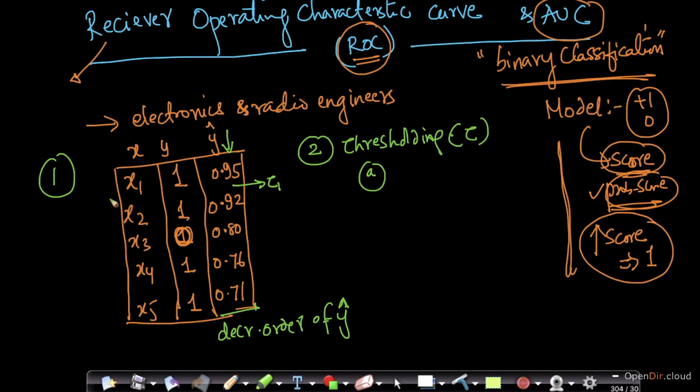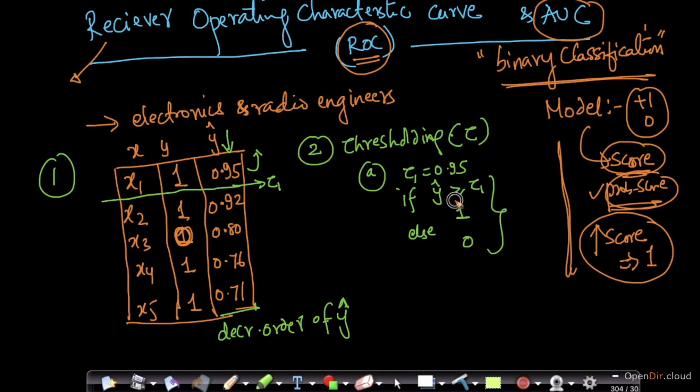When I take tau 1, I will use 0.95 as the threshold. So my tau 1 is 0.95. Now my model becomes: if y hat is greater than or equal to tau 1, then declare it to be class 1, else declare it to be class 0. So if I take my first value as my tau 1, for every point I'll get some class labels 1 and 0, and with those I can compute the true positive rate and false positive rate.